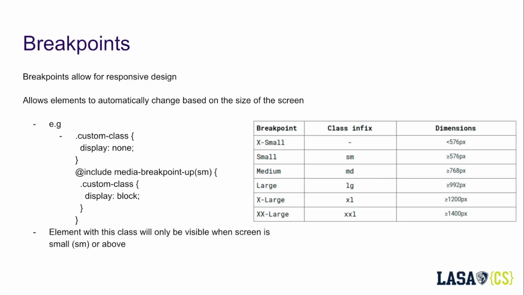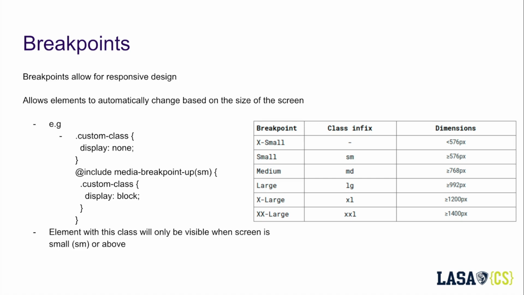Finally, we're going to talk about breakpoints. As we mentioned in the beginning of the presentation, one of the great benefits of Bootstrap is that it allows your website to be responsive. And one of the best ways to do that is to use these features called breakpoints. What a breakpoint does is it allows you to change elements in your web page automatically based on the size of the screen. You can imagine this would be useful if, for example, a user is viewing your website on their phone, then the website should obviously look different than if it's on a large desktop monitor.